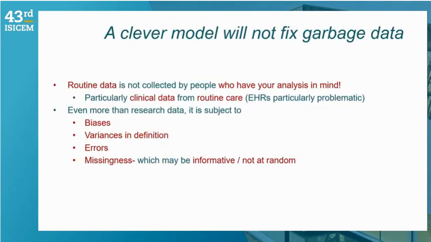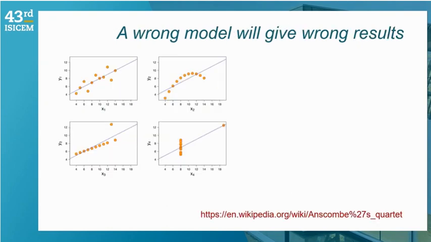The truth of the matter is that a really, really clever model will not fix garbage data. And when the data was collected, the person putting it into your electronic health record was not thinking of your analysis. So there will be biases, variances in definition, errors, and missingness, which might be informative, in fact. And the second thing is a wrong model will give you the wrong results, even if the data is right.